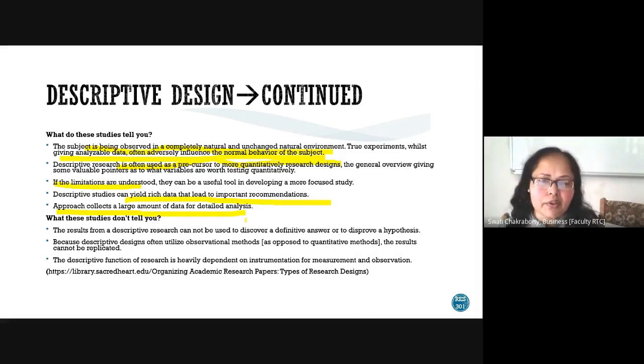What they don't tell us: the results from descriptive research cannot be used to discover a definite answer or disprove a thesis. Because these designs often utilize observational methods, the results cannot be replicated, and it heavily depends on instrumentation for measurement and observation.